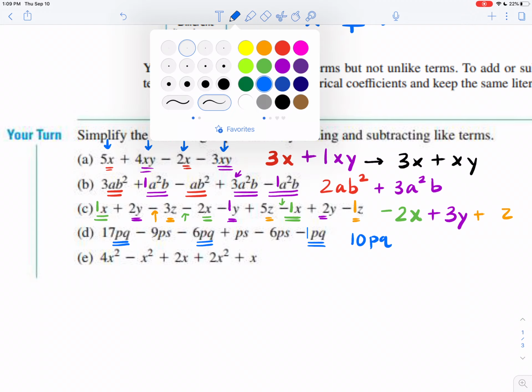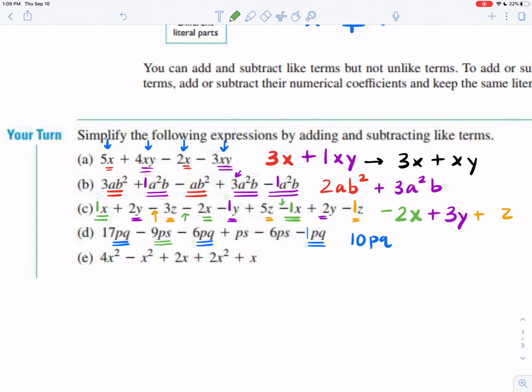All right, and then the next literal part that I see is a ps. Look at all the ones that have that same literal part. I've got negative 9. Again, take the sign that comes in front. Plus 1. That's going to be negative 8. And then I've got minus 6, which is going to give me a negative 14ps. And again, at that point, it's completely simplified. I can't combine that any further because I've got a pq and a ps, and those are not the same literal terms.